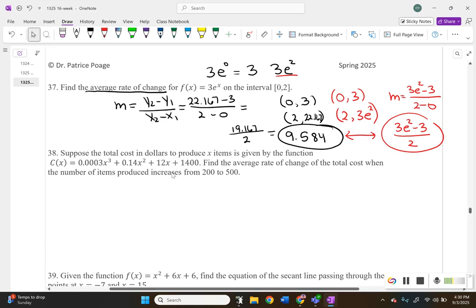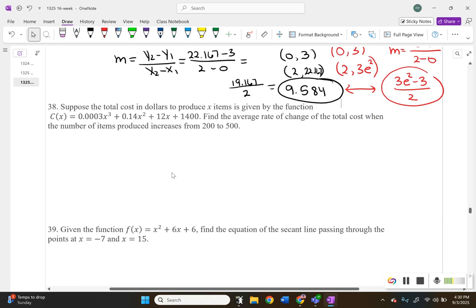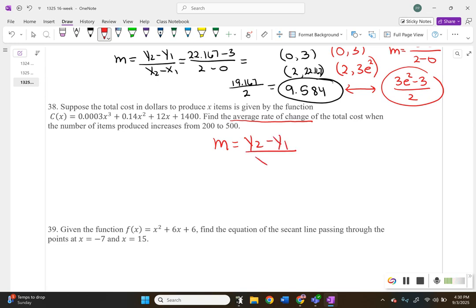All right, 38. Suppose the total cost in dollars to produce x items is given by this function. Find the average rate of change. That is the slope between 2 points. So that is our basic m equals y2 minus y1 over x2 minus x1, when the number of items produced increases from 200 to 500. So our x values, we have 200 and something, and then we have 500 and something. To find the y values, we're going to plug these x values back into this function right here for x.